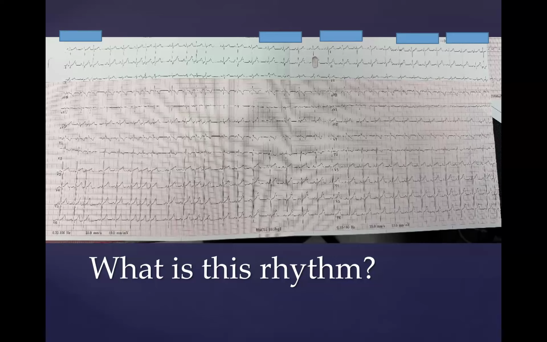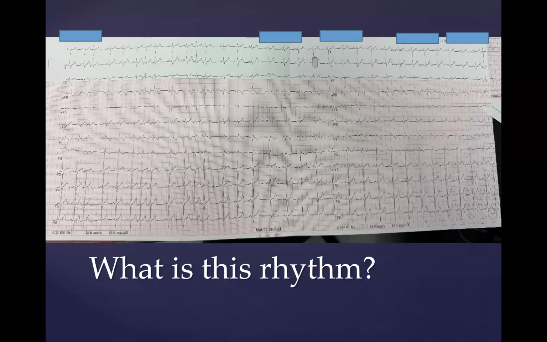Okay, so you've done the echo, and the echo shows an ejection fraction of 59%. The LV looks okay. It's not enlarged. Now you have this patient in front of you. What do you want to do about this, or in terms of evaluating this?